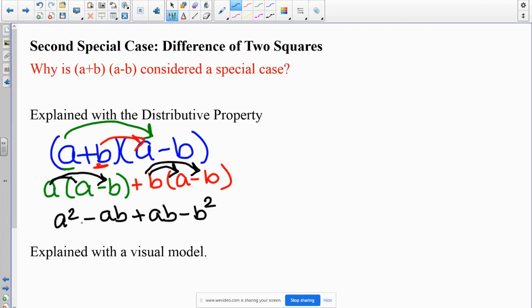Now, if you notice, again, multiplying two binomials would have given you this four-term polynomial, which we know goes down into a trinomial, but these two middle terms are going to cancel each other out because one's positive, one's negative. So technically, you only end up with a squared minus b squared.